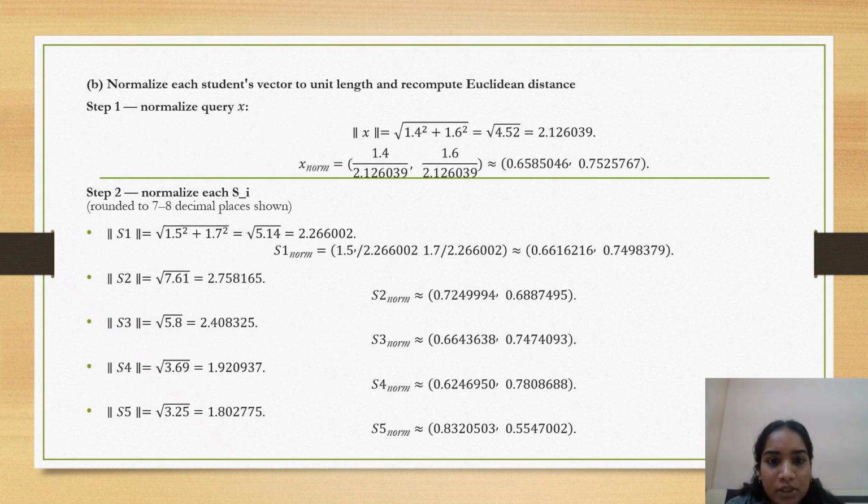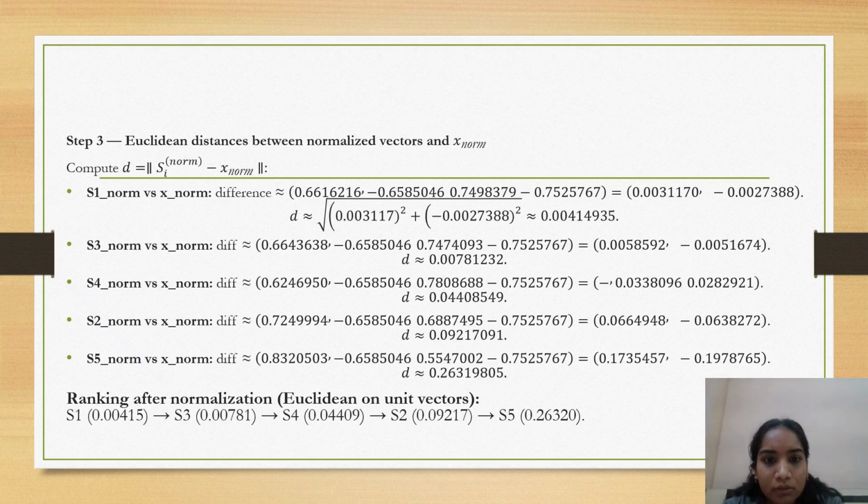Then we see task B, which is normalization. Normalization means scaling each student vector to unit length, that is, the normalized form of si. Then compute the Euclidean distance to normalized x. This accounts for magnitude differences and focuses only on direction. Normalization often changes rankings slightly, especially if vectors differ in scale. The Euclidean distance between normalized vectors and normalized x is also calculated here.